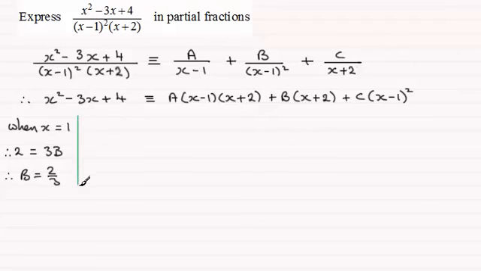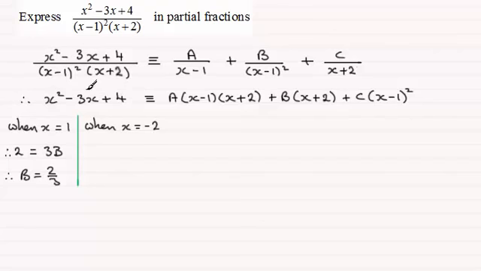Again, following on from what we've done in the past, we choose another value of x that makes one of these brackets 0. And so therefore, if I make x plus 2 equal to 0, I can see that x would have to be minus 2. So we'll take when x is minus 2.